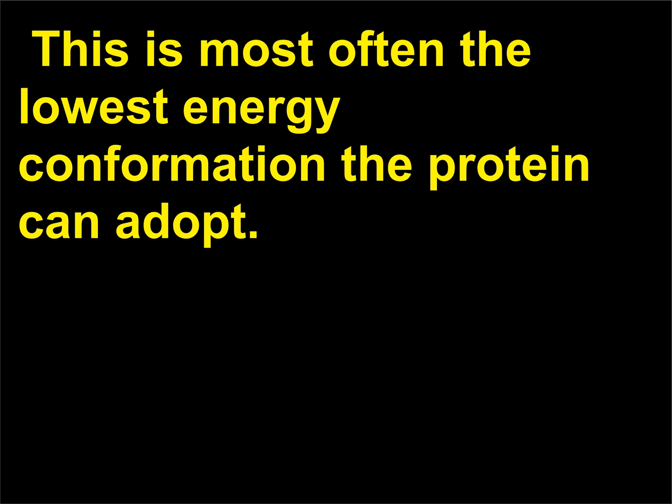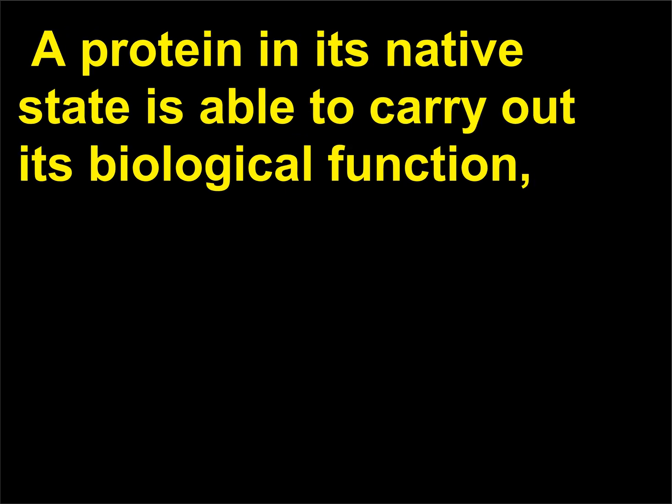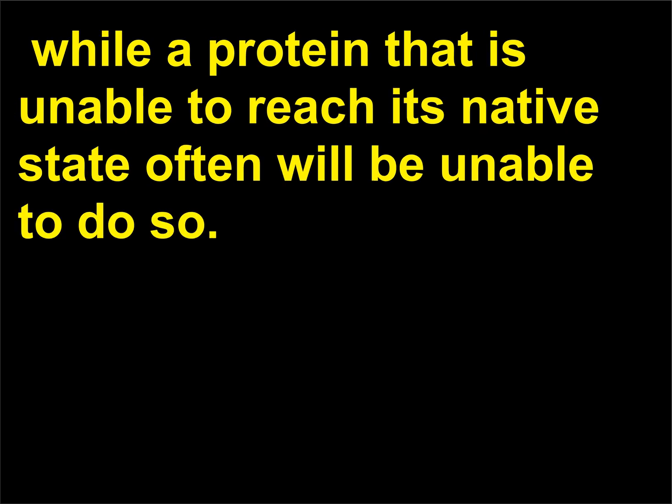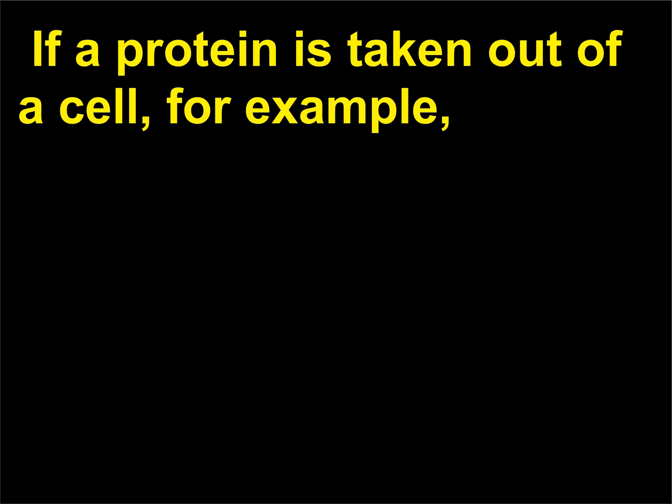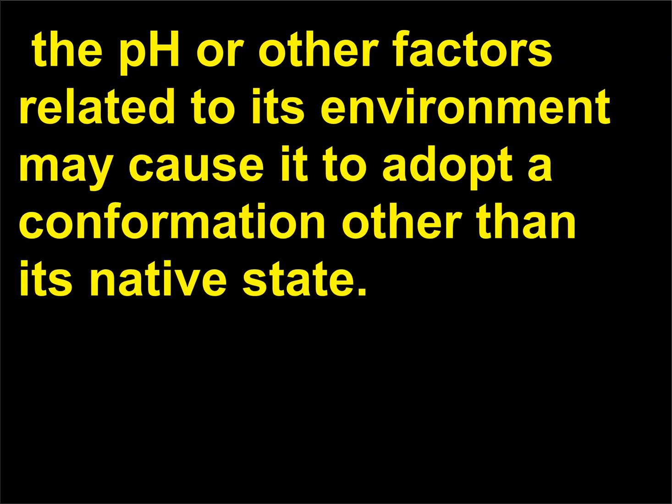This is most often the lowest energy conformation the protein can adopt. A protein in its native state is able to carry out its biological function, while a protein that is unable to reach its native state often will be unable to do so. If a protein is taken out of a cell, for example, the pH or other factors related to its environment may cause it to adopt a conformation other than its native state.